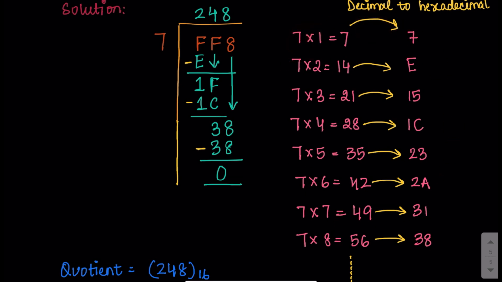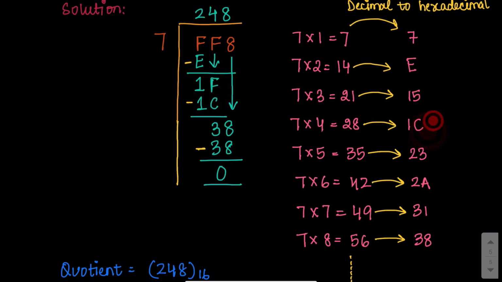So we start over here. We have the first digit as F, and if we look at the table of 7, we have the nearest number, that is E, which we obtain when we do 7 into 2. So we are writing 2 over here and E over here. We perform the hexadecimal subtraction. We'll get 15 minus 14, that is 1. Next we carry this F down and we get 1F over here.